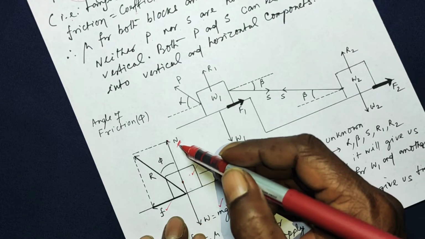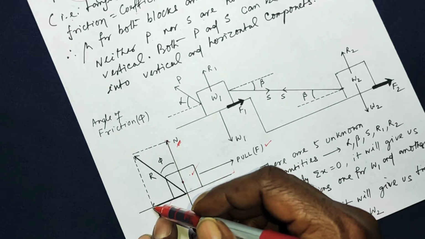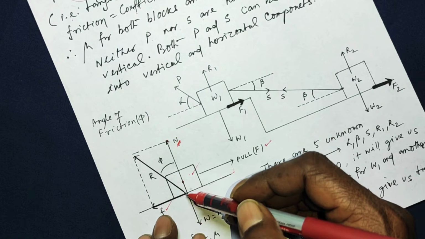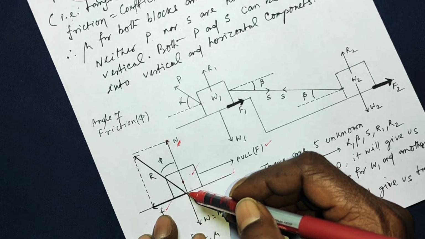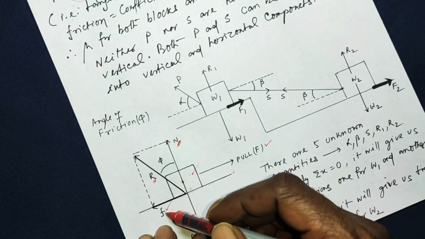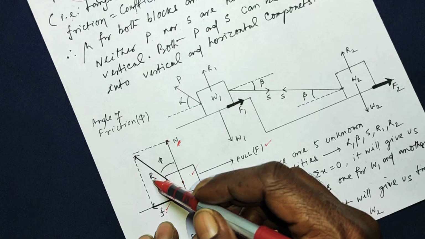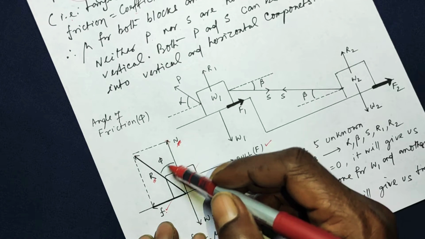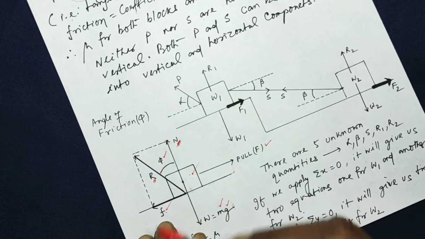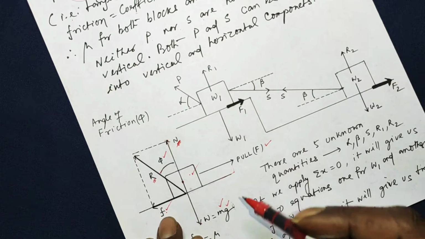And since F and N are perpendicular to each other, if you apply the parallelogram law of vector addition by constructing a parallelogram, then this length from here to here will be the resultant of this normal reaction and F. And the angle this resultant makes with the normal reaction, that is this angle, is called the angle of friction by definition, which you must have studied in your school days.